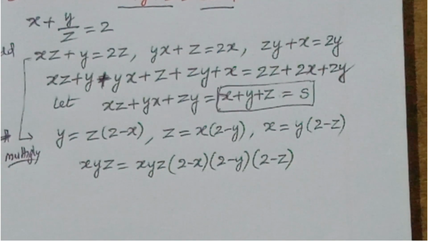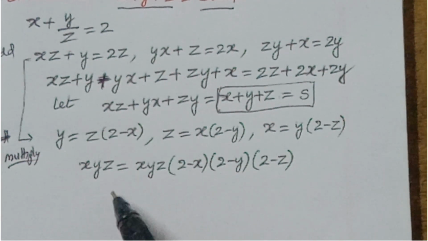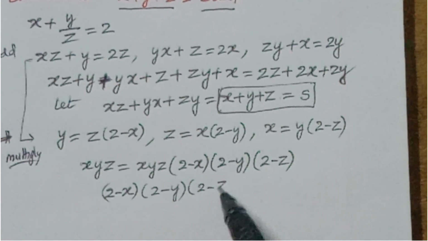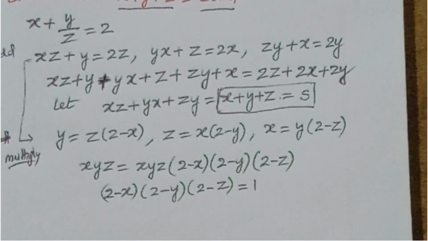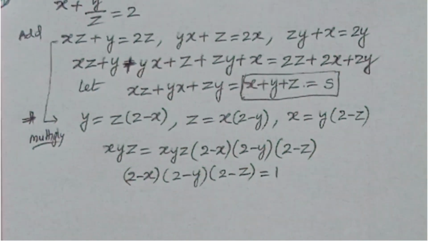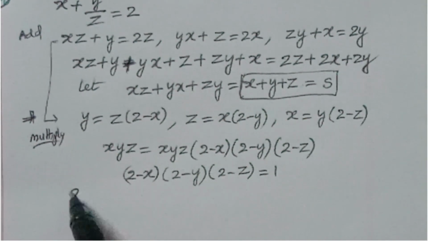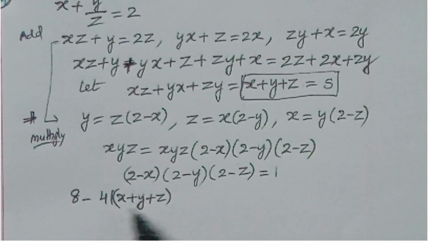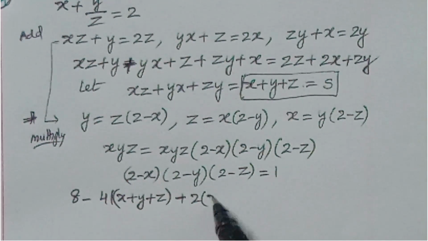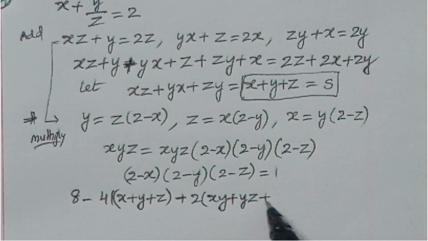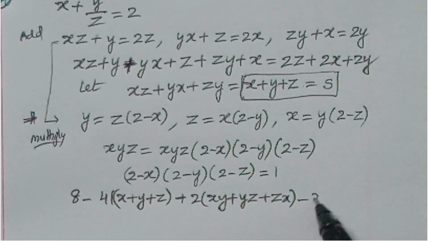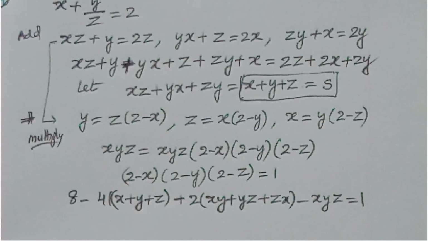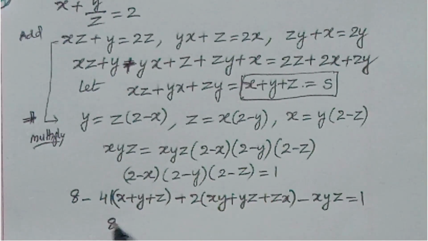So here, if you remove xyz from both sides, 2 minus x into 2 minus y into 2 minus z is equal to 1. Now if you multiply these values, what you'll get here? 8 minus 4 into x plus y plus z plus 2 into xy plus yz plus zx minus xyz is equal to 1. So when you multiply these three, we'll get this one.